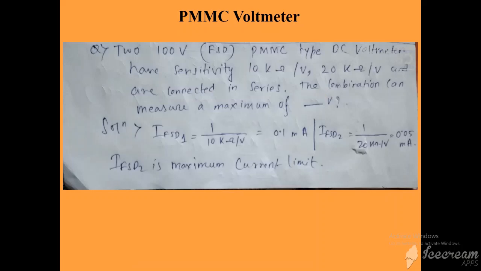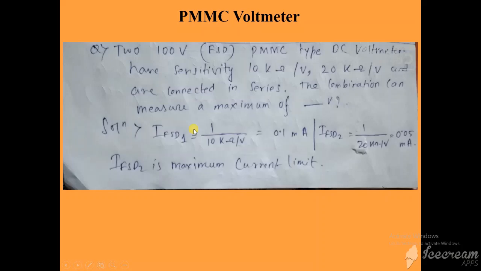the same value of current will flow through them, right? Now what happens if high current flows? Then instruments get damaged, that we know. So we have to find the full scale deflection current of each instrument first. Why do we need to find it? Because the minimum amount of current will have to flow through the series combination, because if higher current flows, then the instrument having the lower full scale deflection current will get burnt. So the first task is to find the full scale deflection current, right?